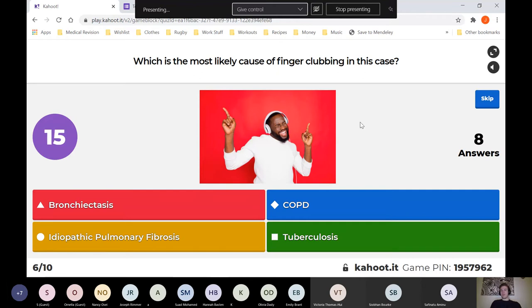And that picture is fingers and clubbing. The Kahoot system for searching clip art is quite fun.